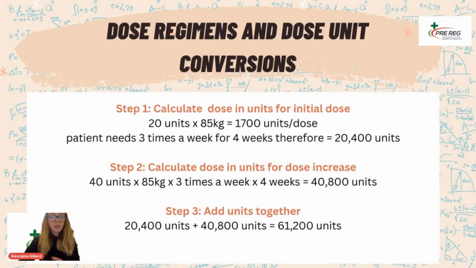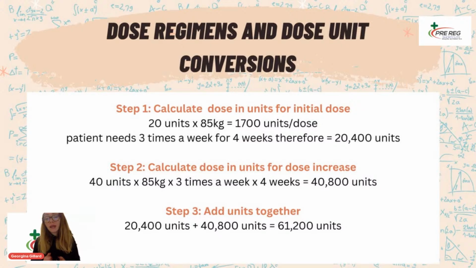So guys, that's fantastic. You're all spot on correct. You're absolutely smashing these calculations. So of course, the initial dose is going to be 20 units per kilo. So therefore, that's going to be 1,700 units per dose, because 20 units times 85 kilos is 1,700 units. Patient's going to be having it 3 times a week for 4 weeks. So if you just do 1,700 units, multiply it by 3, and then multiply that by 4, that gives you a total of 20,400 units.